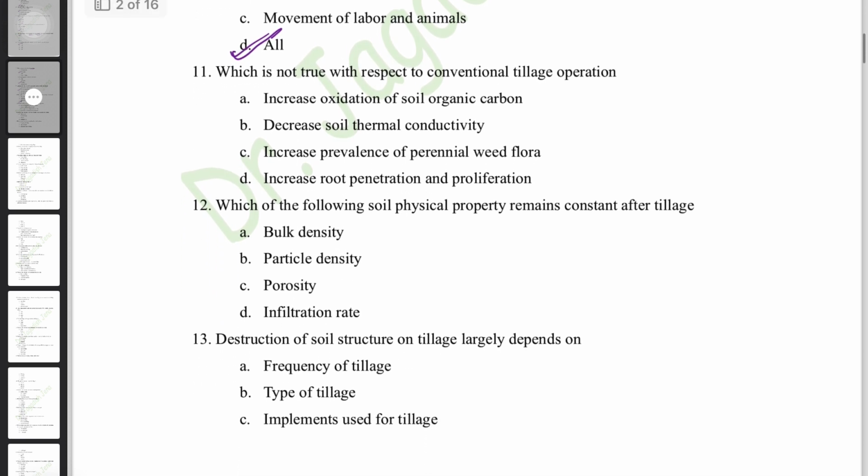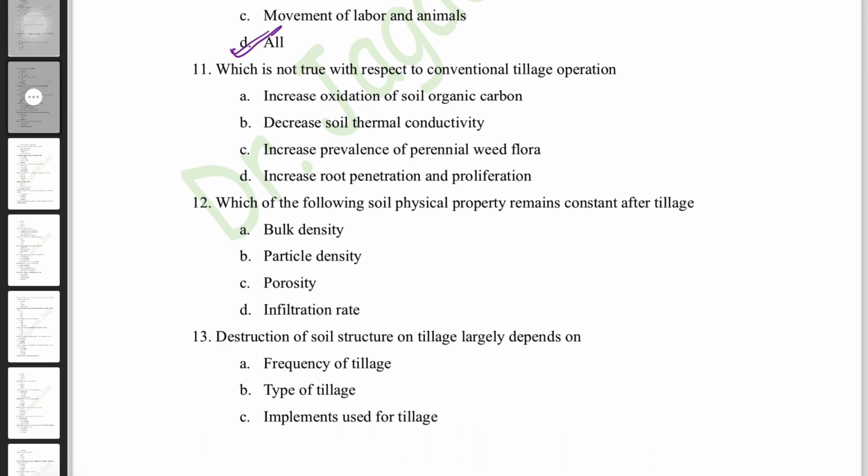Next question, which is not true with respect to conventional tillage operation?